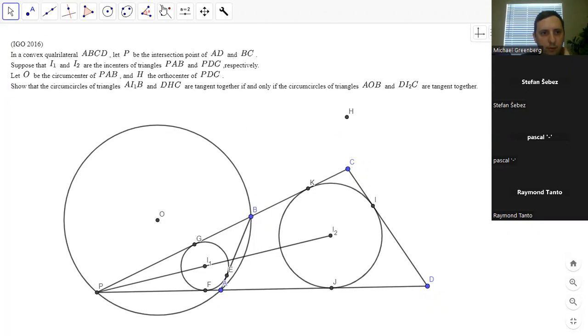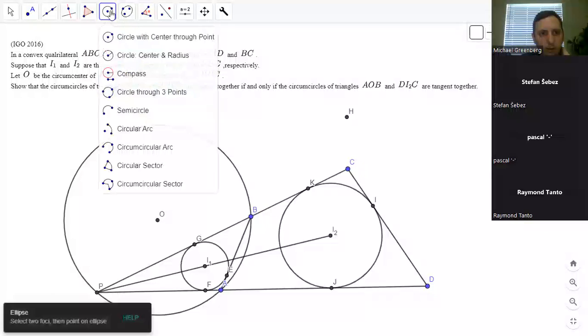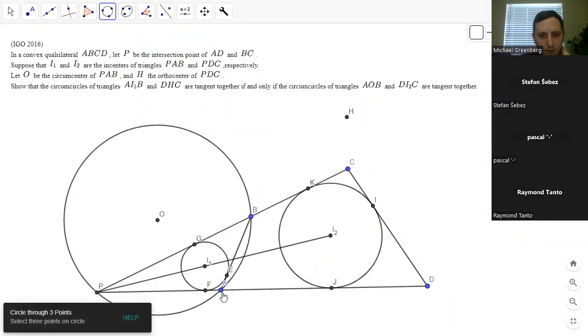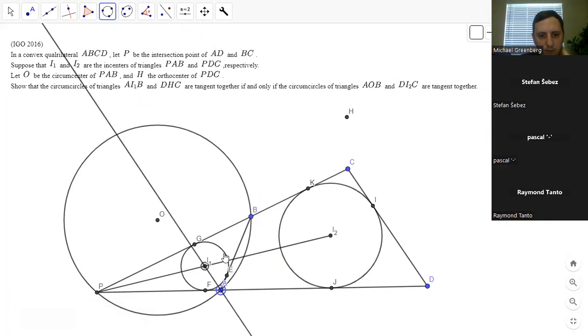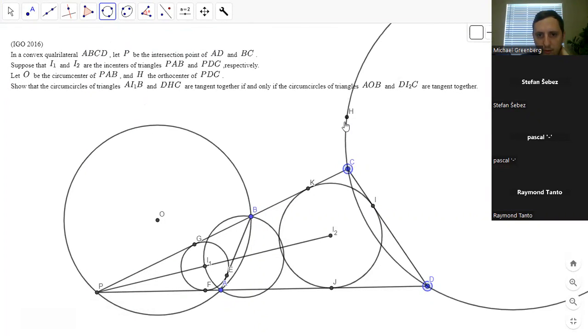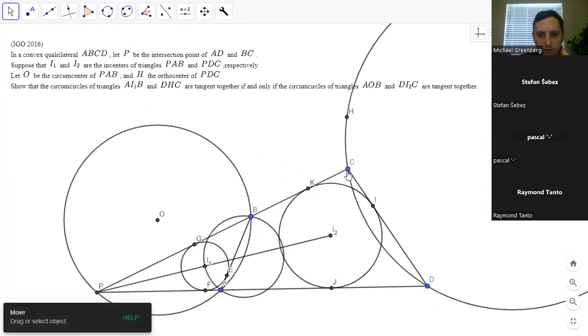We want to show that the circumcircles of AI1B and DHC are tangent. That's kind of a weird condition.